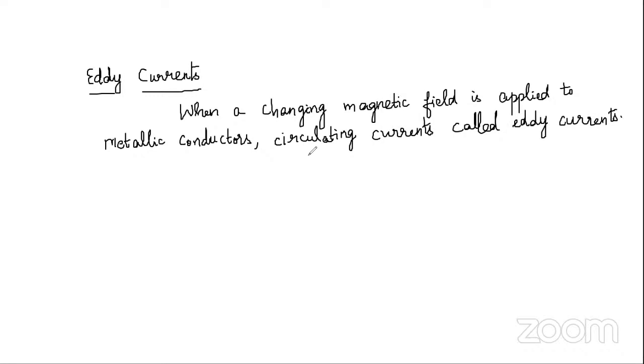So with this small information about the eddy currents, now we are moving to LR circuits. LR circuit means L is the inductor coil, and R is the resistance.